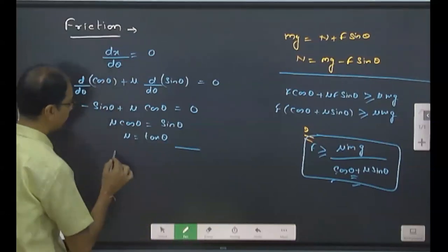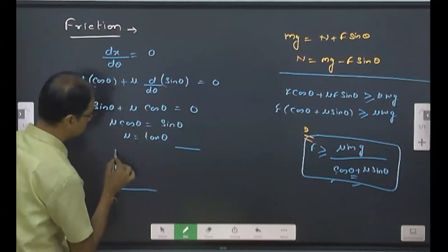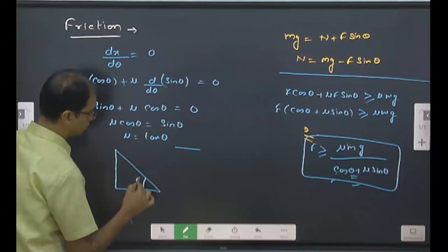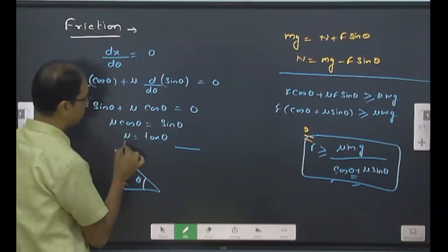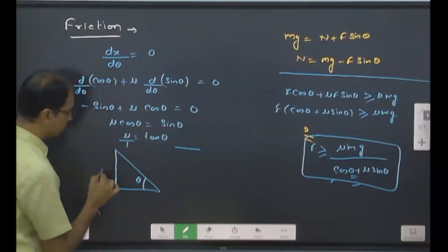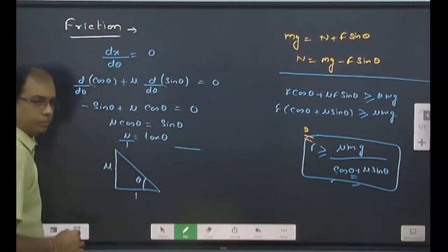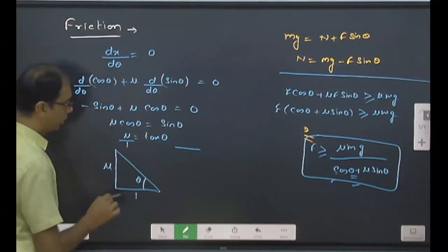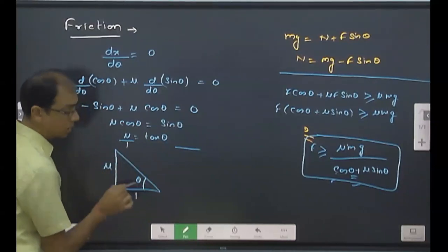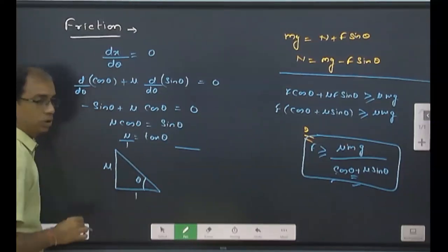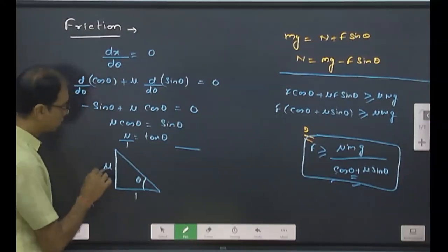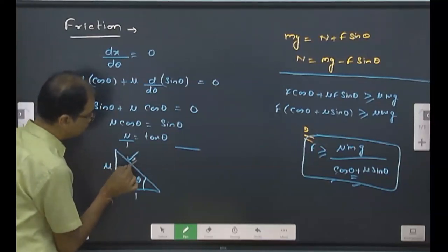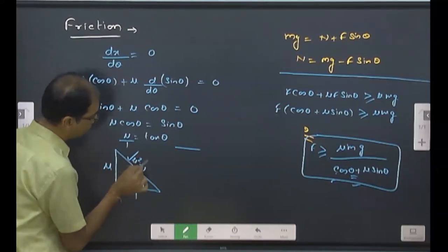Very simple. How to find? Make a triangle. Say this is theta. Now tan theta is mu, that means tan theta equal to mu by 1. So this is mu and this is 1, because tan theta is opposite by adjacent. So what will this be then? This is the hypotenuse of this triangle. Hypotenuse square means this square plus this square. So hypotenuse is root over mu square plus 1.